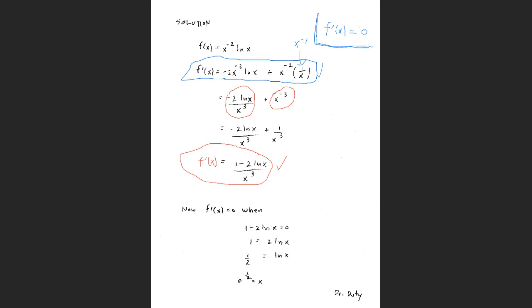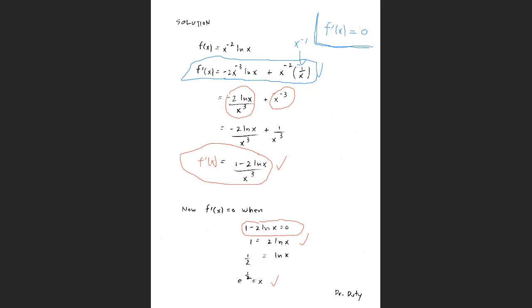That's right, Ian. Right now, we're looking at where the first derivative equals 0, and clearly the first derivative would equal 0 when the numerator equals 0. So 1 minus 2 times the log of x equals 0. That would occur when 1 equals 2 times the log of x, or a half equals the log of x, and that means then that e to the half equals x.